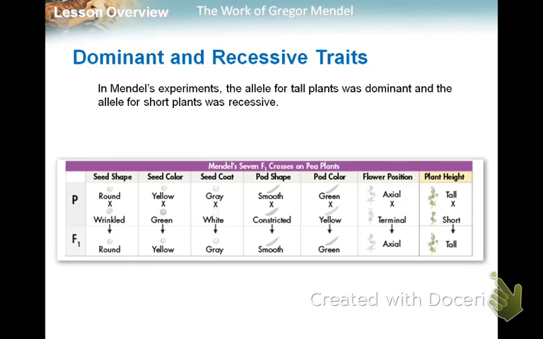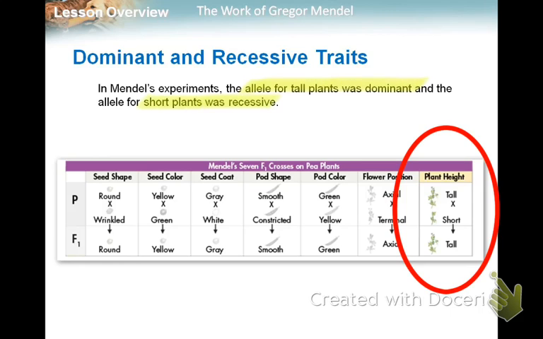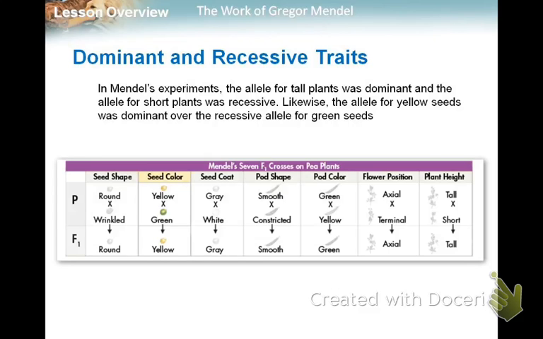So if we're looking at plant height over here, the allele for tall plants was dominant and short plants was recessive, because tall ended up showing up in the first filial, the F1 generation. Another example here was seed color. The allele for yellow seeds was dominant because it showed up in the F1 generation. The allele for green seeds was recessive.